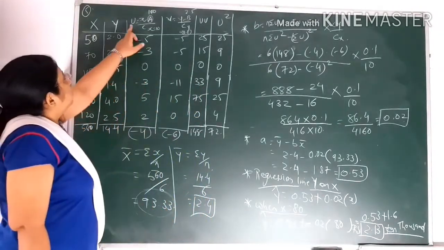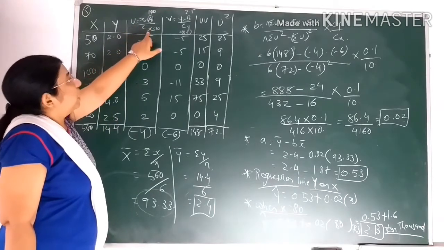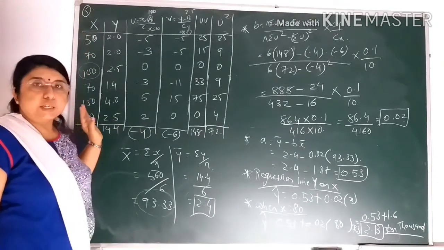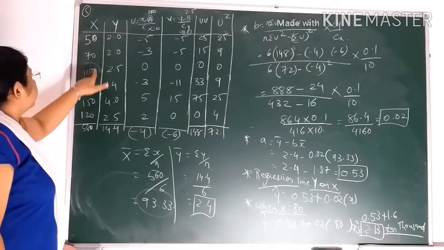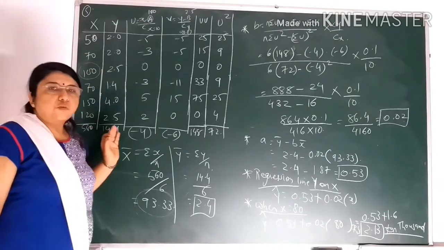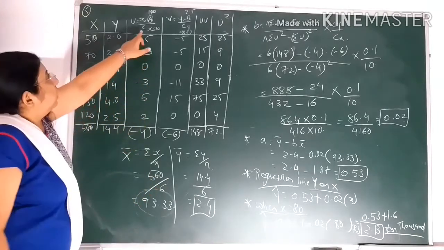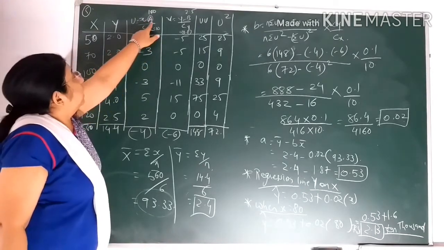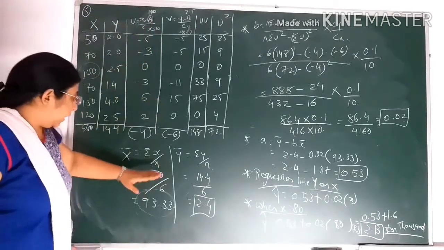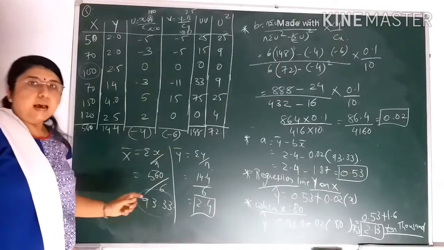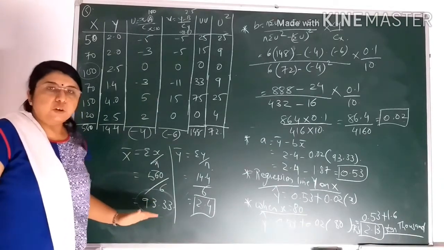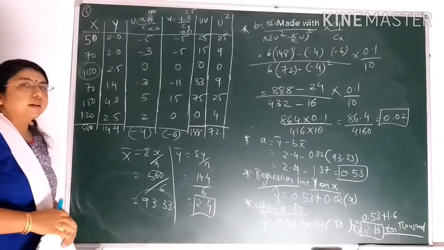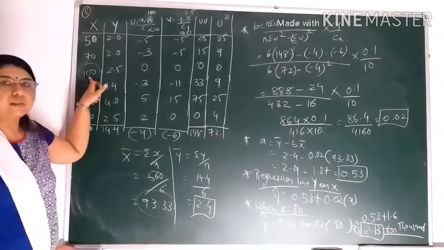Okay, now over here U is equal to X minus A upon Cx. You can see all the values of X are in multiples of 10; the last digit in the unit place is 0. So I have taken Cx as 10, that means each and every value of X will be divided by 10. And A is the assumed mean. Here the exact mean came to 93.33, so I have taken the assumed mean nearby to the exact mean, that is 100. We have already discussed that generally we take the middle value as the assumed mean.